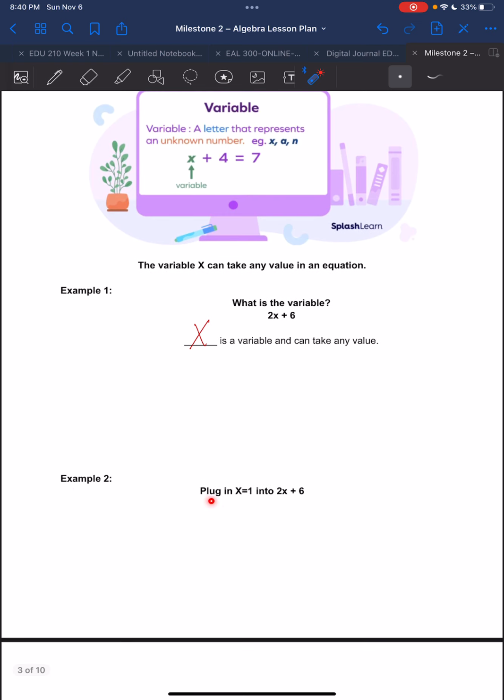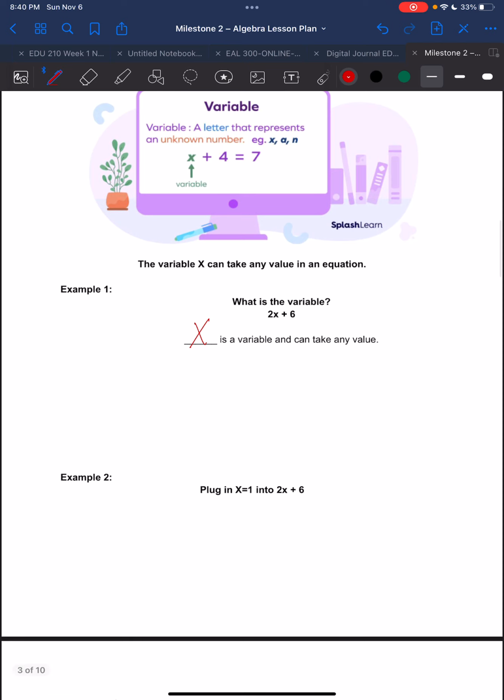Example number 2. Plug in x equals 1 into 2x plus 6. If I plug in the variable x, which we know is the number 1, I would do 2 times 1 plus 6. Then I would solve my equation. 2 times 1 is 2, plus 6. 2 plus 6 equals 8. Therefore, my answer is 8.